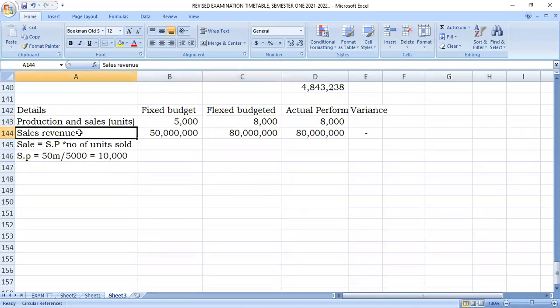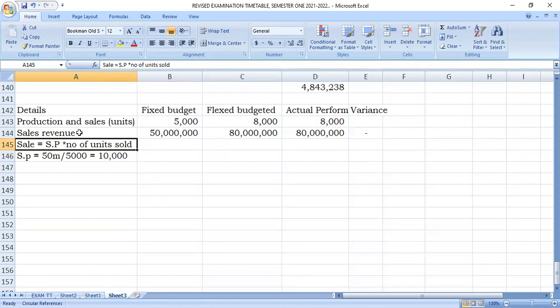So the first thing you do is to determine the selling price. By looking at the item sales revenue, we are saying it's variable in nature. Why? Because it changes with the number of units or with the level of activity. By formula, sales revenue is given by the selling price times the number of units sold. This is what makes it variable. That change in number of units will definitely affect the sales revenue. So we're supposed to determine the selling price because it is always constant.